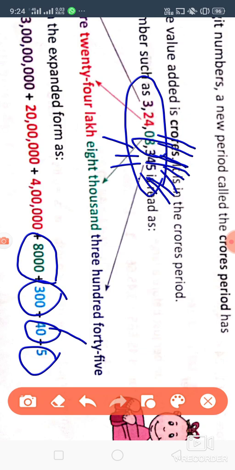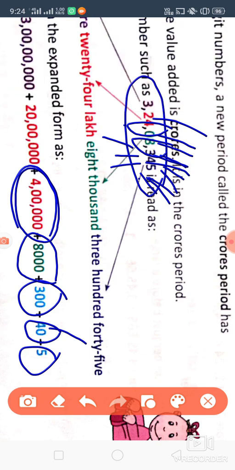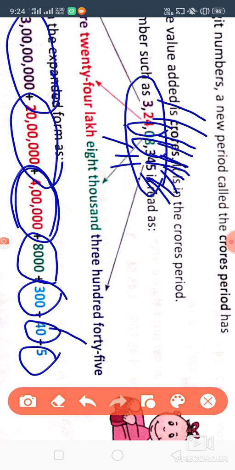Now you can see 4 is coming on what place? Lakhs place, so we are writing 4 into lakh, 4 lakh. And 2 is coming on 10 lakhs place, so 2 into 10 will get 20 lakh. And 3 is coming on crores place, so we are getting here 3 crore. We can see this problem with one easy example. There is another way also we can do.